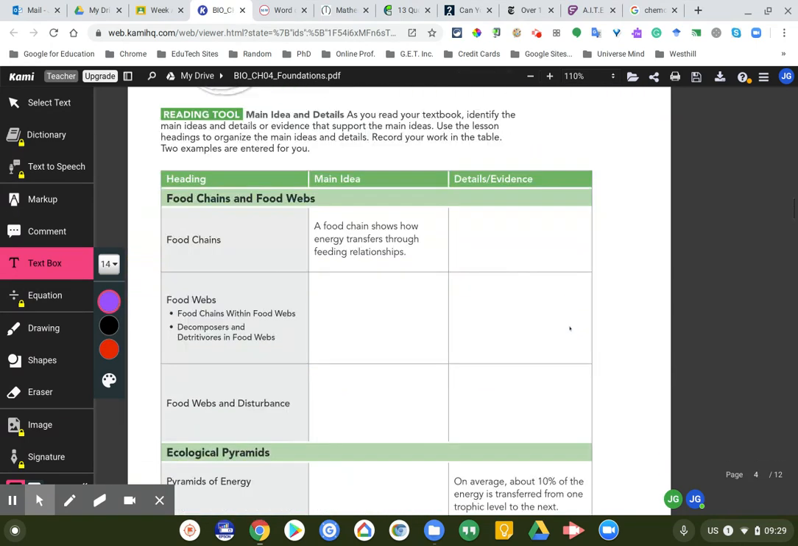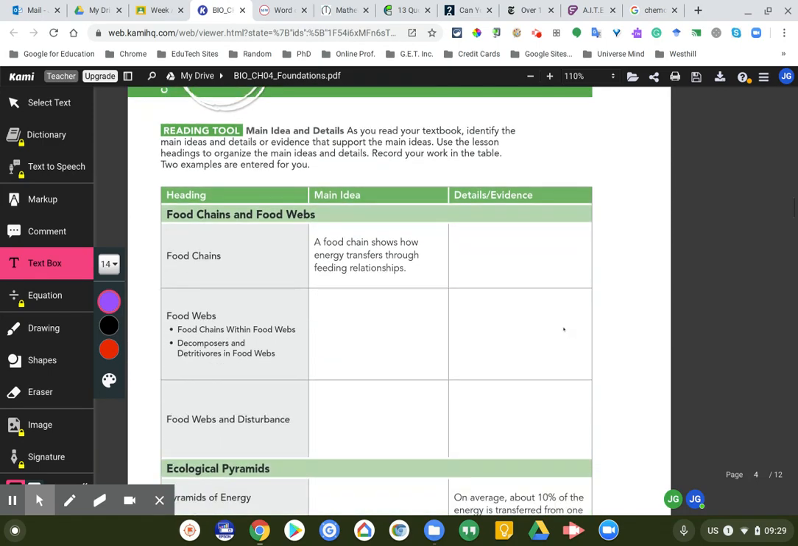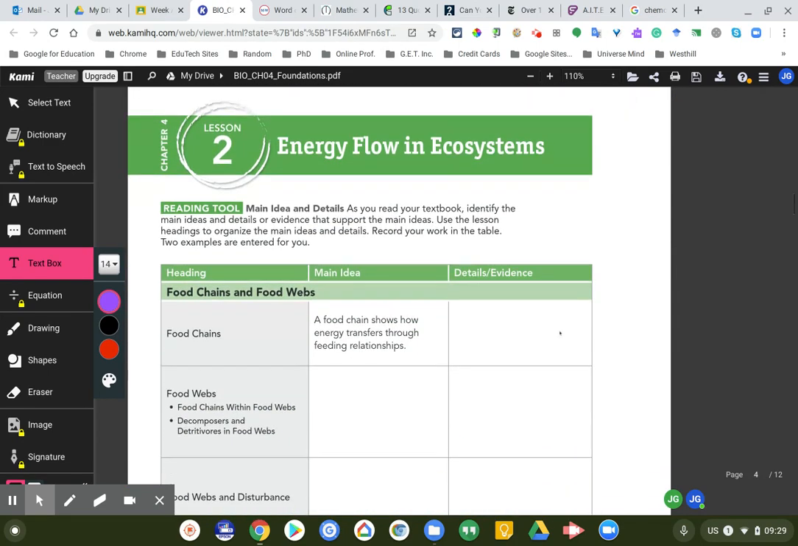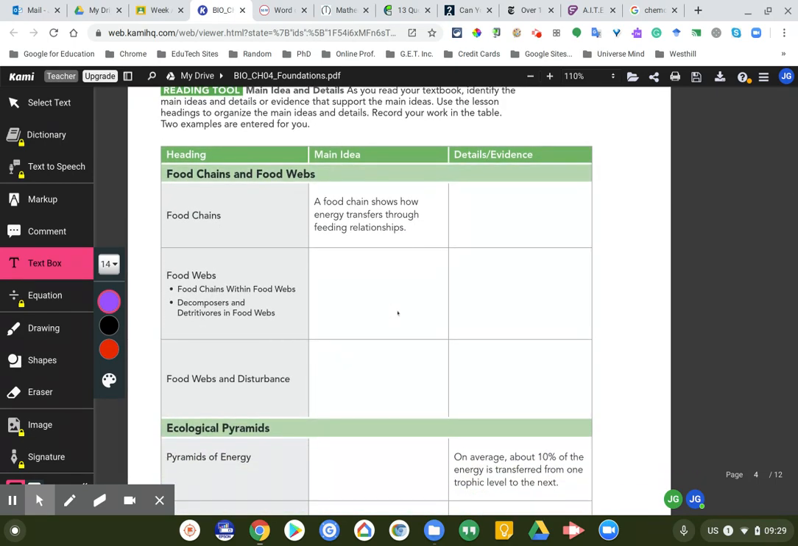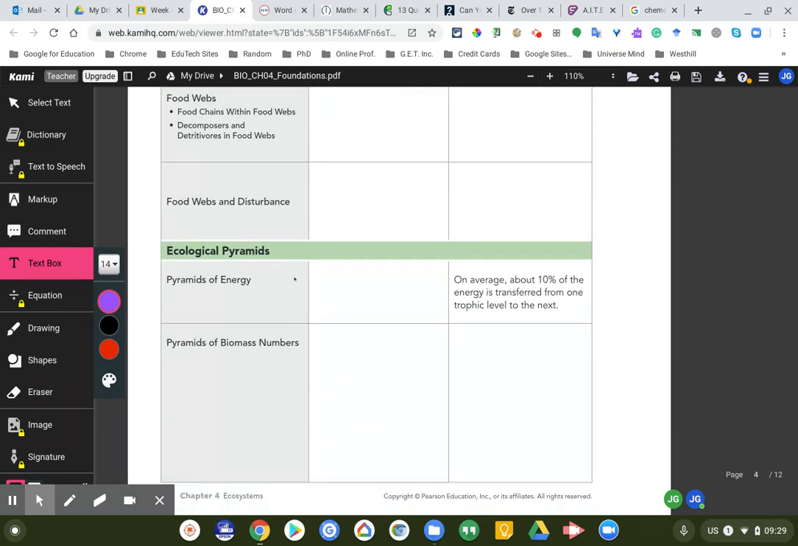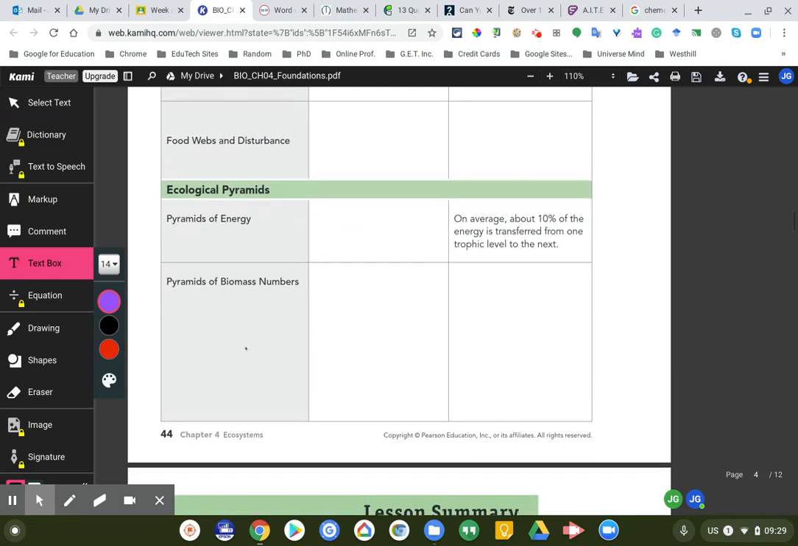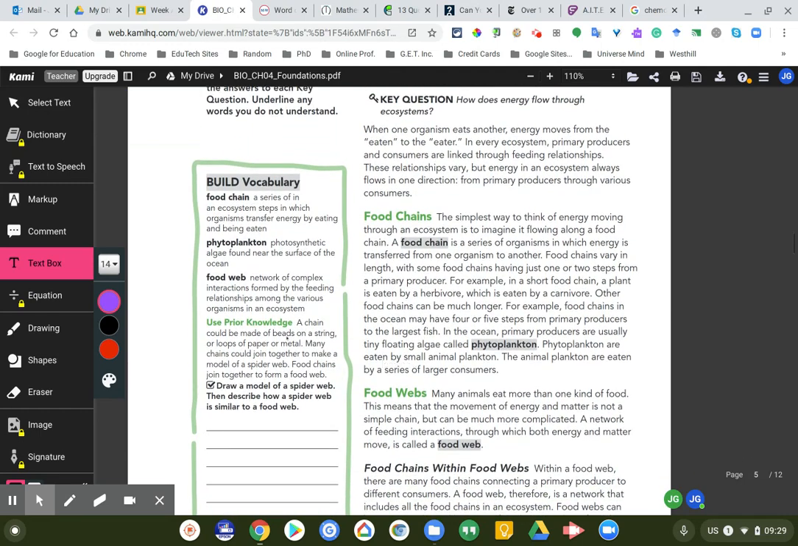Okay. Here we go. Energy flow in ecosystems. Okay. Food chains. So we have to go down and write some details here about food chains, food webs and disturbance, ecological pyramids. Those are fun. Pyramids of energy, pyramids of biomass, numbers, whatever. I think I did this correctly, but I'm just going to make sure.